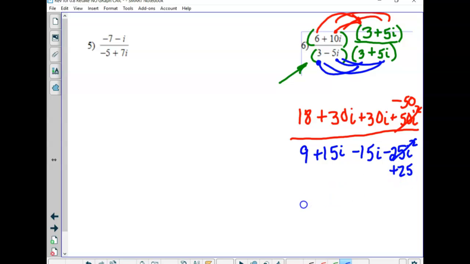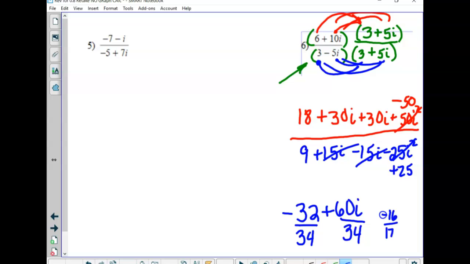So in the numerator, I have -32 plus 60i, I think. Someone check me. Is that right? In the denominator, these canceled out, so I end up with 34. Now, a plus bi form means you separate them and reduce. So I got -16/17 plus 30/17 i. I wouldn't care if it was all one fraction, but it does have to be reduced correctly.